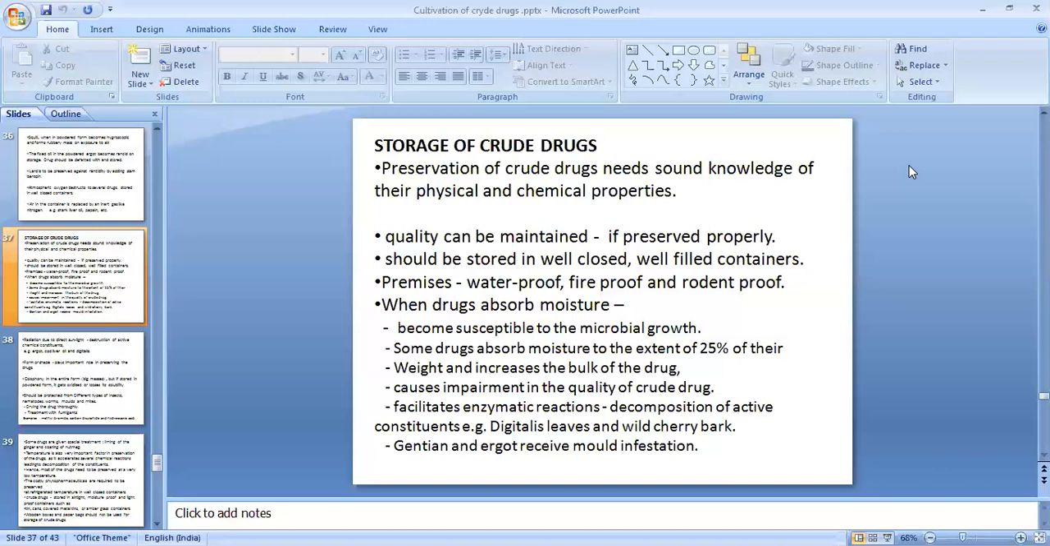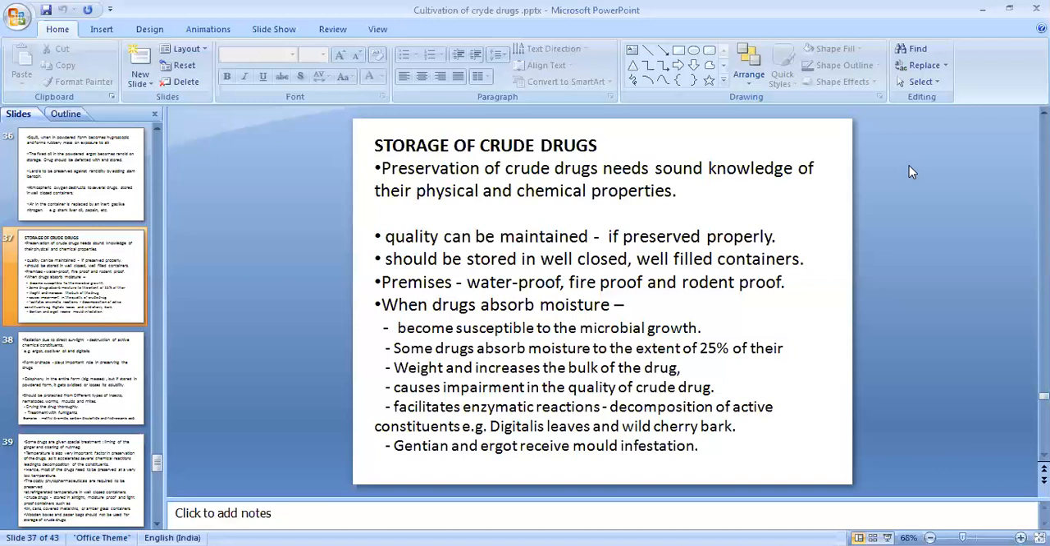Usually the drug should be stored in well-closed, well-filled containers. And the premises where you are storing the drugs should be waterproof, fireproof, and rodent-proof. That is why it is always stored in a concrete building fitted with windows and doors. During the storage, the drugs should not absorb moisture. Already we have seen the effect of moisture on the drugs. First, the drugs become susceptible to microbial growth, as we have seen with ergot. And some of the drugs can absorb moisture up to the extent of 25%, and increase in their bulk weight.